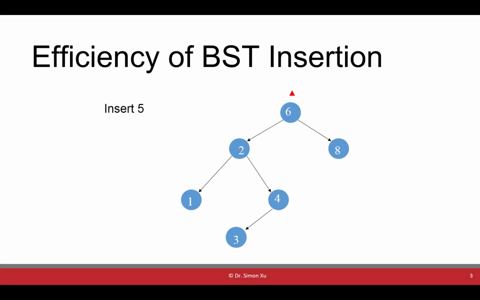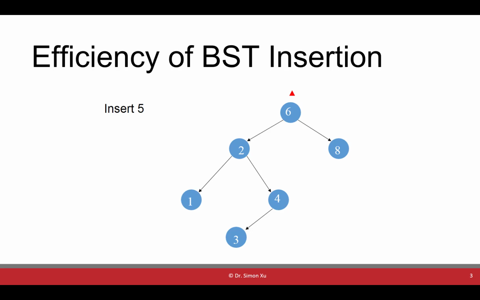Suppose we want to insert number 5 into this binary search tree. We compare 5 with the root node item 6. 5 is smaller, so we go to the left. And then compare with 2. 5 is larger, we go to the right. And then we compare to 4. 5 is larger, we go right. So right is empty. We insert, create a new node containing 5 and attach it to the right side of node 4.